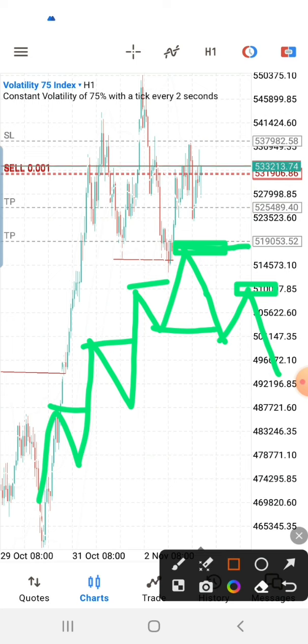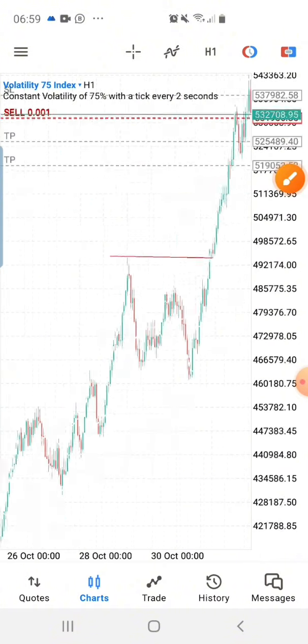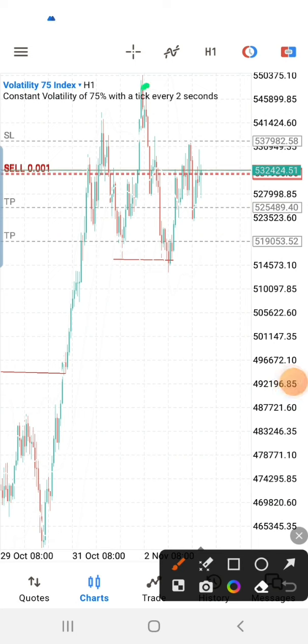Now when you have this, you start looking for selling opportunities at this point. That's exactly what happened here. The price kept breaking structures to the upside. You can see everything here. This is an uptrending market on VS75. At a point the price started to make a new high, which is this particular high right here.